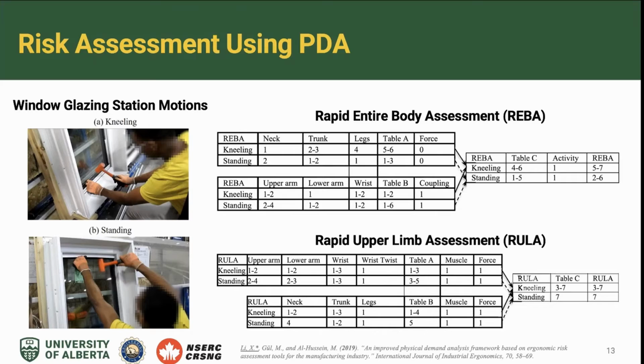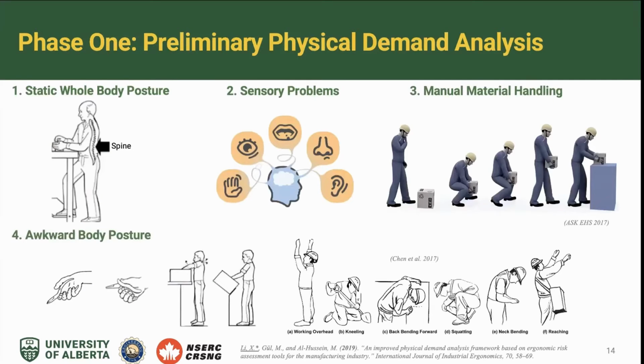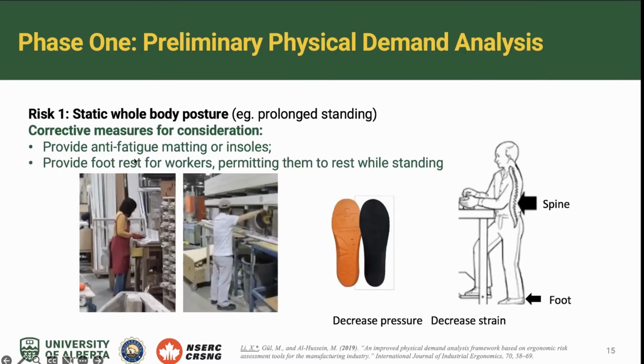Okay. And in addition, we were able to apply our algorithm in a local industry partner. And eventually we got the 4 main ergonomic risks in a manufacturing company, which were static whole body posture, sensory demand, manual material handling, and awkward body posture. I'll just quickly talk about each of them by providing some samples there.